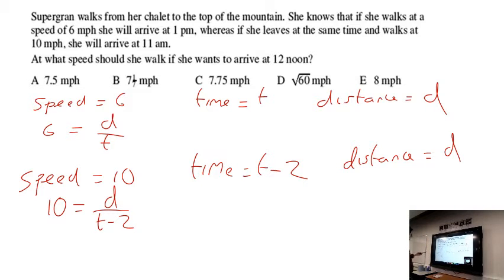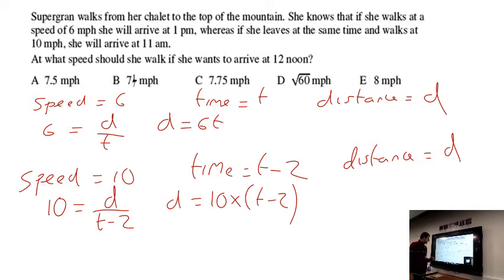So we want to try to solve this. How can we do this? We can rearrange this. This is d is equal to 6 times t. Okay, and here this d can be written as d is equal to 10 multiplied by t minus 2. So we have d is equal to 6t and d is equal to 10 times t minus 2. So the d's are equal, so 6t is equal to 10 times t minus 2.